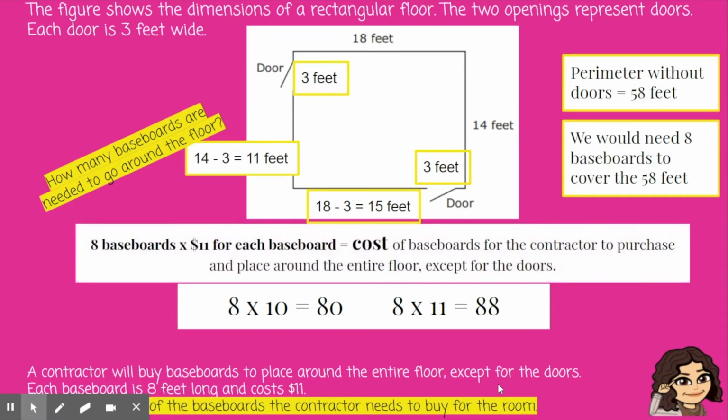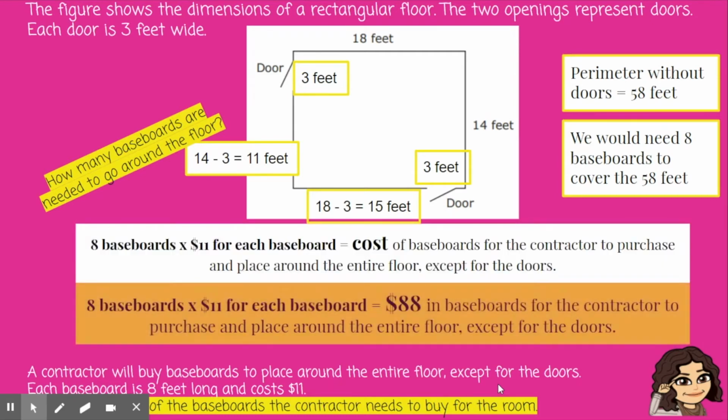So 8 baseboards times $11 for each baseboard, that's going to help me find the cost of the baseboards for the contractor to purchase and place around the entire floor, except for the doors. And then we're going to add our units because we just solved that.